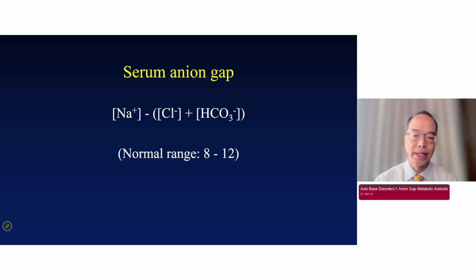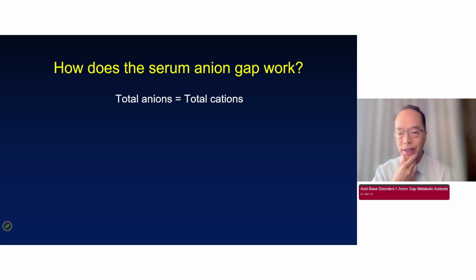So the serum anion gap, at least in the US, we calculate as the serum sodium concentration minus the sum of the concentrations of the two major anions, which are chloride and bicarbonate. And in most modern labs, the normal range for that is about 8 to 12. Now, why do we do this? This is rather an odd thing to do. So let's go over this.